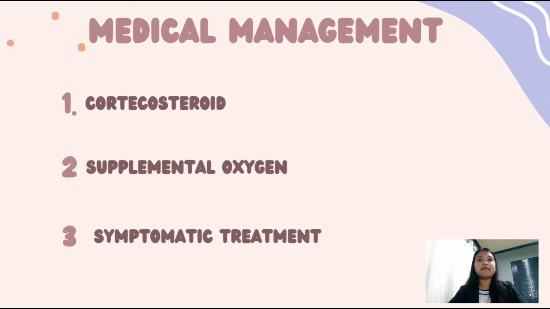Let's move to the medical management. So first, we have the corticosteroids. So some physicians prescribe oral corticosteroids for patients with progressive disease, but there is no controlled proof of their effectiveness. Next is the supplemental oxygen. So this is used to treat hypoxemia. Then symptomatic treatment. So for pulmonary Langerhans cell histiocytosis, symptomatic treatment primarily focuses on smoking cessation as the most effective intervention.